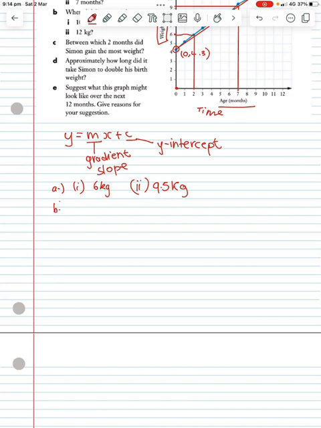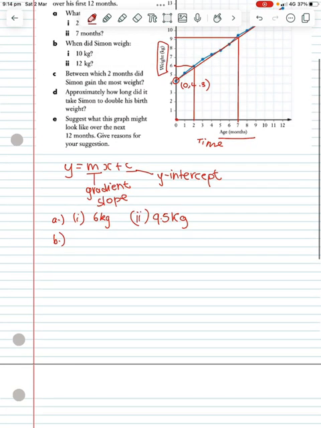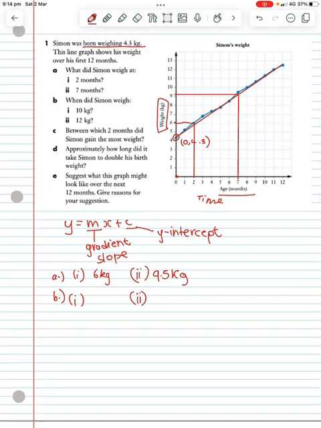B, we're working the other way around now. We want to find an age for when he's a specific weight. So 10 kilograms, I'm going to come across from my 10. I am going to hit the line here, go down, and that is going to be 8 months. 12, find my 12, go across until I hit the line, making sure I stay straight, and then go down, and that's going to be 11 months. So that's A and B done.